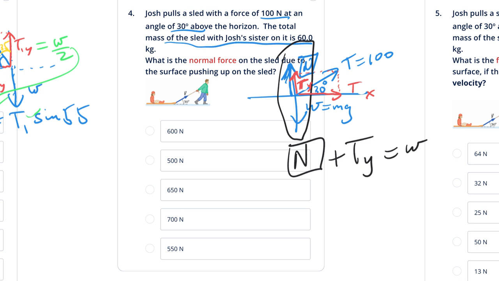You've got to find Ty using the equation Ty equals T times sine of the angle, which would be 30. And T is 100, given up here. Weight is equal to mg, I already told you that. So you can solve for N easily, the normal force.